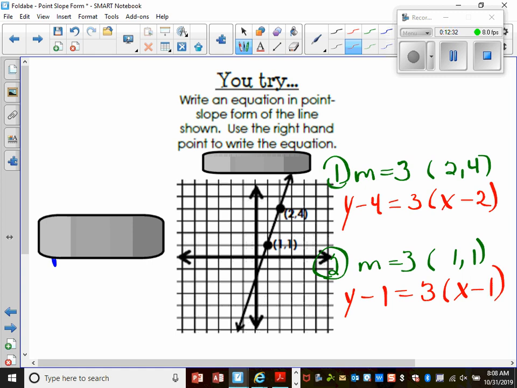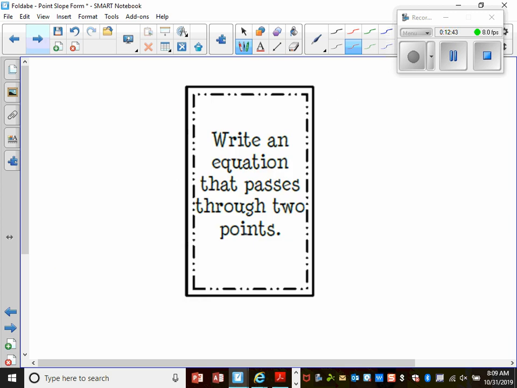Very good. Okay. Again, it's a very easy form to do. And like I said, you don't distribute, you don't do anything unless you're asked to put it into another form. All right, let's move on. I think we have one more section here.